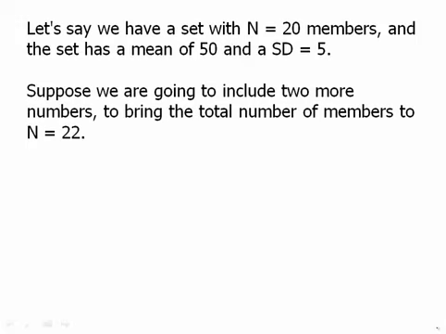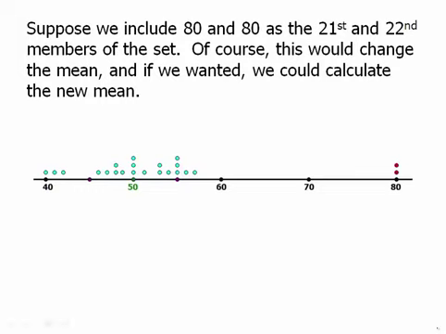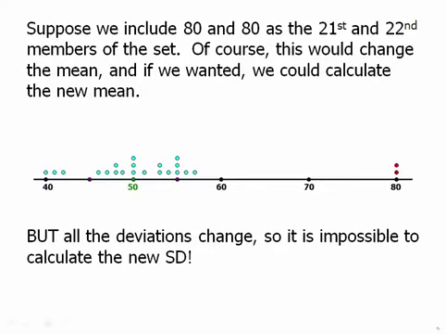Suppose we're going to include 2 more numbers to bring the total number of members to 22. Suppose we include 80 and 80 as the 21st and 22nd members of the list. Of course, this would change the mean, and if we wanted to, we could calculate the new mean. The new mean would be slightly more than 50. But all the deviations change, so it is impossible to calculate the new standard deviation.